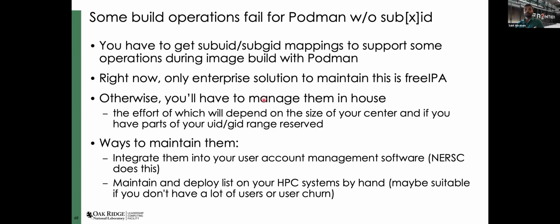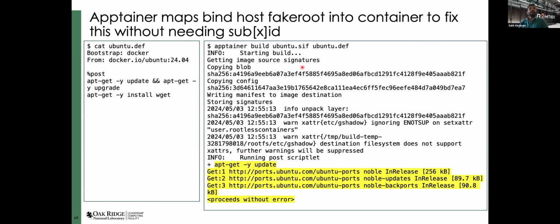Or if it's a much bigger center like NERSC, they've integrated the sub-UID management into their account management software, so all that gets automated and nobody has to manage it by hand. And once you have the sub-UID mappings, the container build that we tried to do earlier will succeed, because apt-get has access to those additional UIDs and GIDs that it wanted, and therefore it is able to continue its tasks.